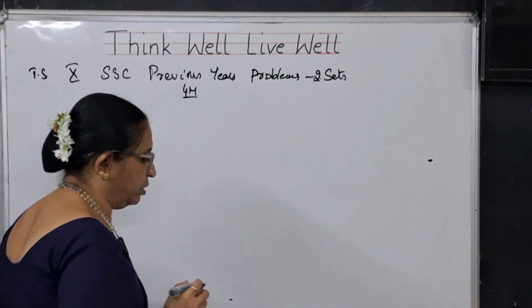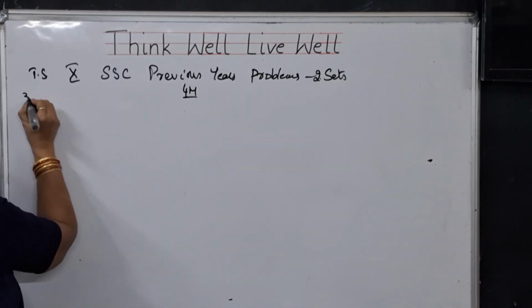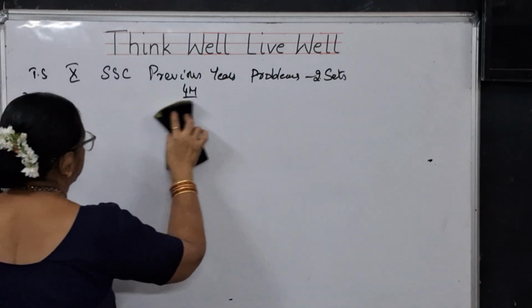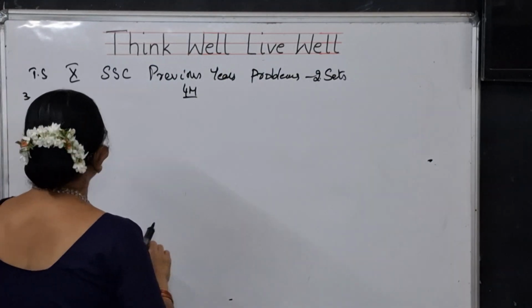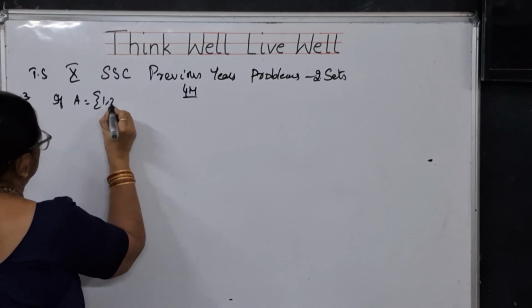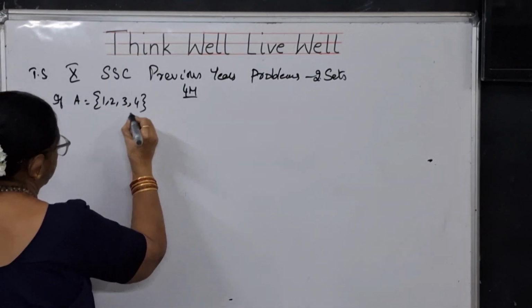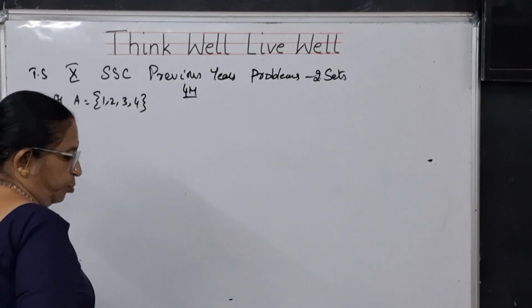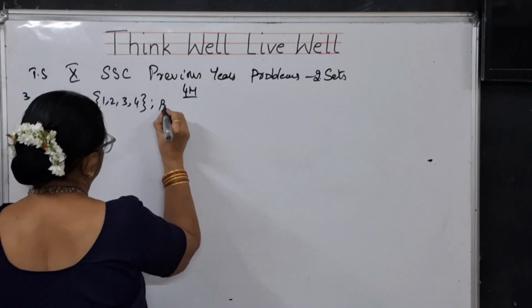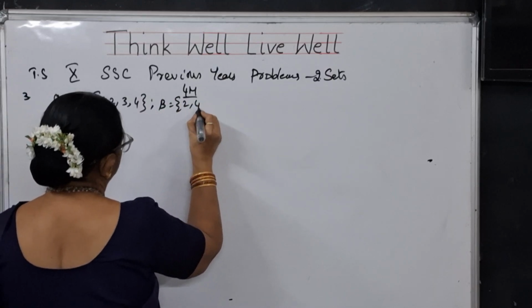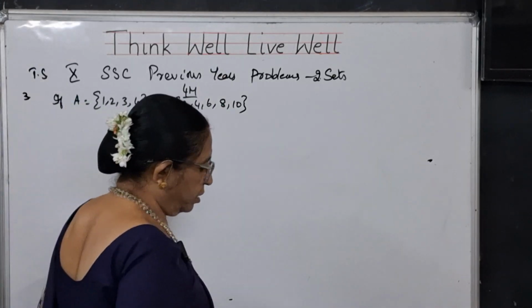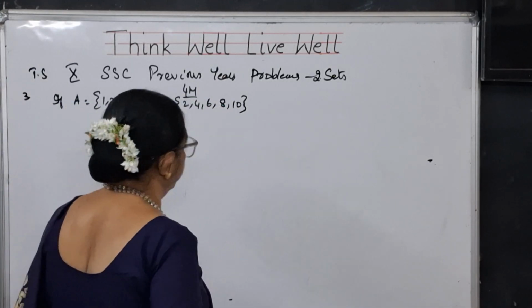Third sum. If A is equal to 1, 2, 3, 4 and B is equal to 2, 4, 6, 8, 10, then represent the Venn diagram of A minus B.